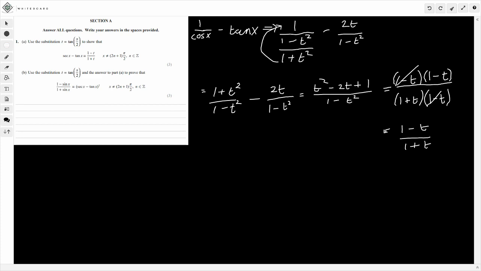And there we have it. So we've cancelled 1 minus t in both the numerator and denominator to give us (1 minus t) divided by (1 plus t), like we needed. So that's the first 3 marks there, nice and easy.